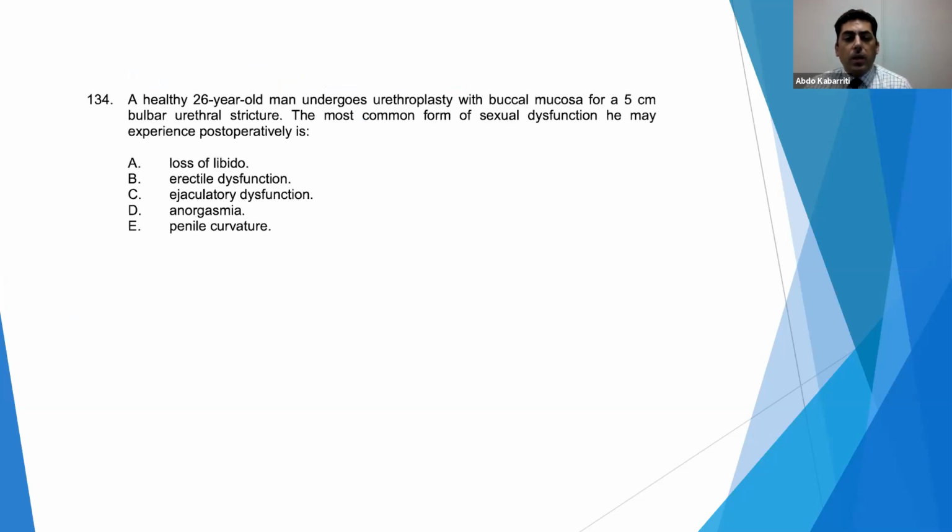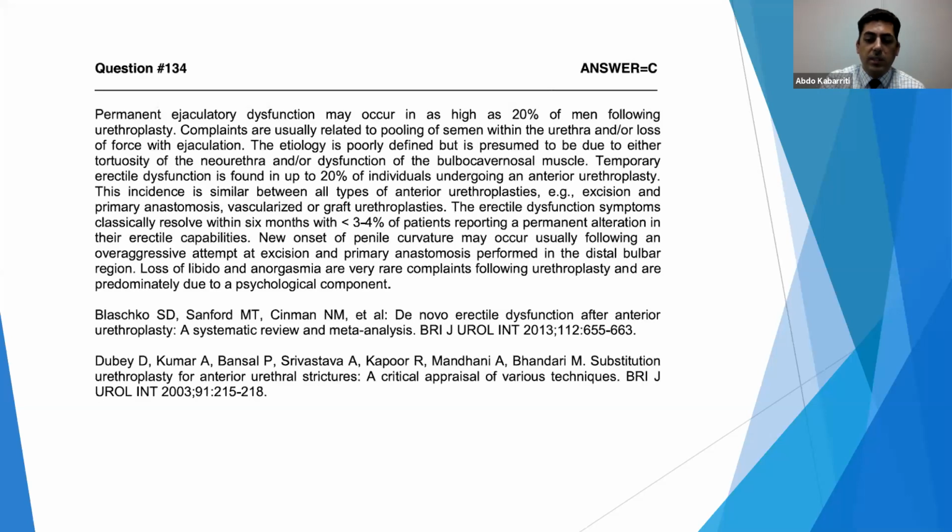So if one was to have attempted an EPA for such a long stricture, which hopefully nobody does, and you're mobilizing the urethra, one could potentially cause a curvature. But given that this was a substitution urethroplasty, more commonly what you'll see is ejaculatory dysfunction in these patients. And often that could be attributed to the bulbocavernosus muscle, which is involved in the rhythmic contractions during ejaculation.